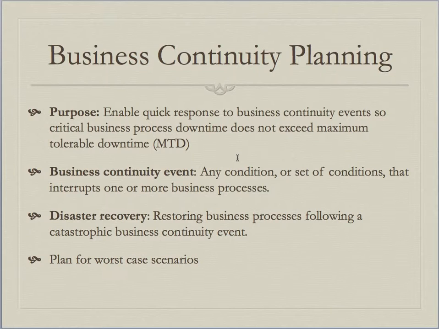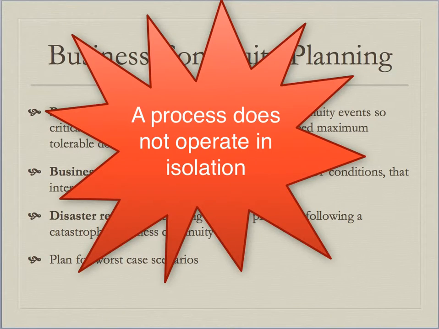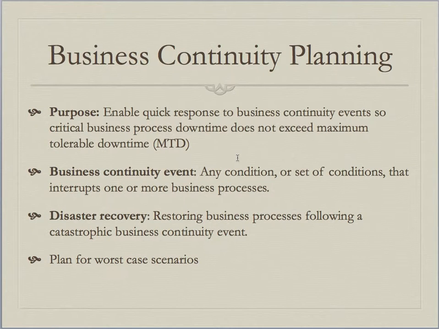A business continuity event is any condition or set of conditions that interrupts a business process or a set of processes. And one of the things to take away from this is that most business processes do not operate in isolation. They either receive information from other processes to produce an outcome, or they may receive information from other processes and produce output for another process which produces outcomes. And there are many different combinations of this. So when a business process goes down, it can affect multiple processes. The other processes haven't gone down, but they're not receiving the information, or they're unable to provide information to continue executing other processes that need to run or to produce additional outcomes other than the outcomes produced by the affected process.